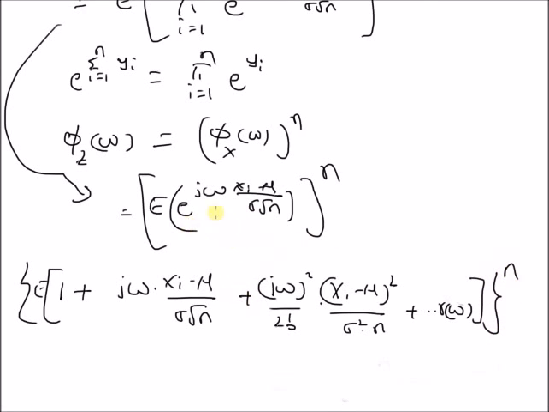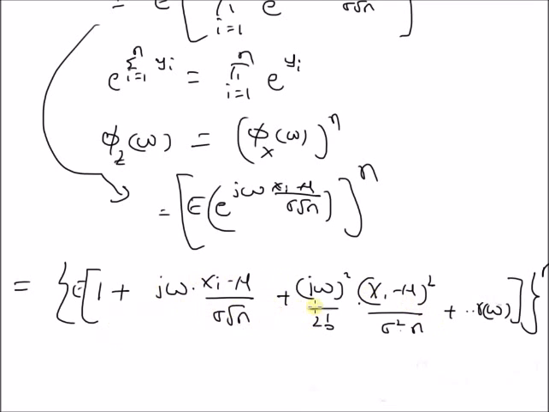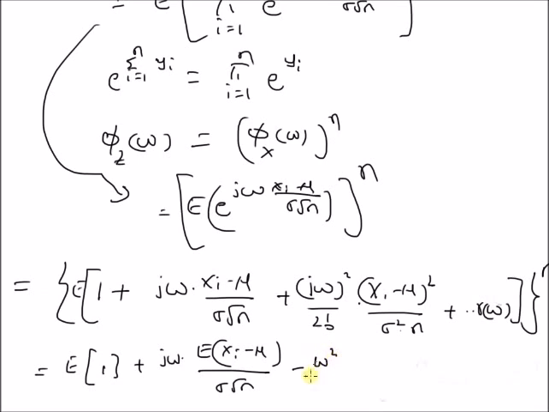Basically we use the Taylor series expansion for e power theta. By using this expansion, for higher values of omega we can easily ignore the higher order terms. So we have expectation of 1 plus j omega into expectation of (xi minus mu) divided by sigma into square root of n, minus omega square divided by 2 into expectation of (xi minus mu) whole square by n sigma square, ignoring the higher order terms.